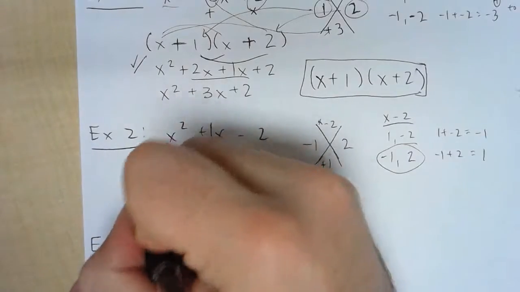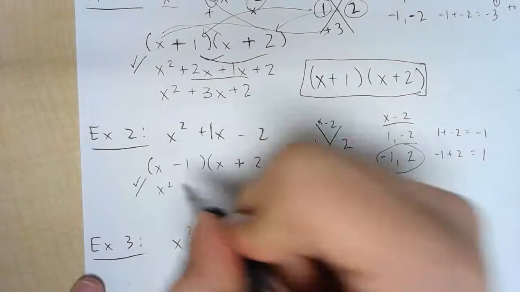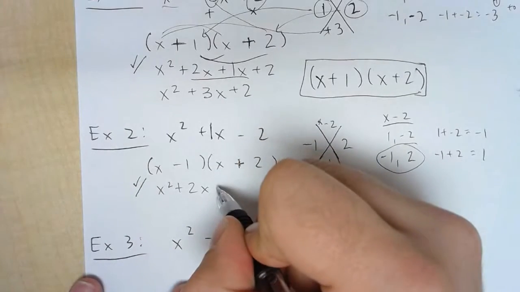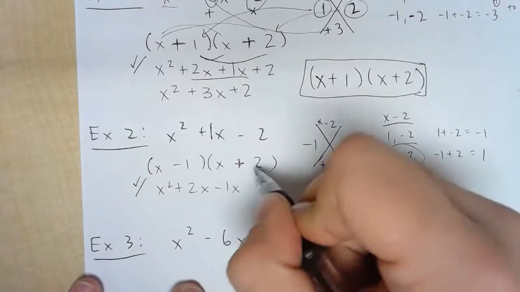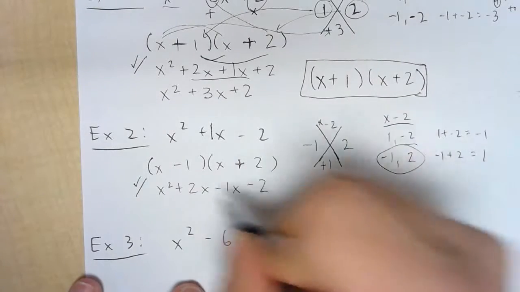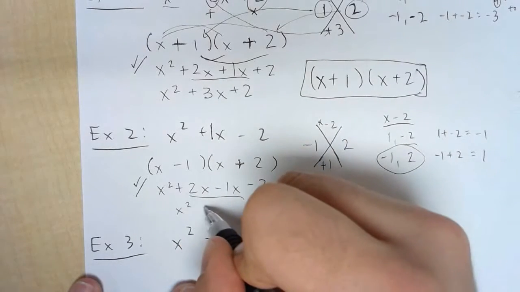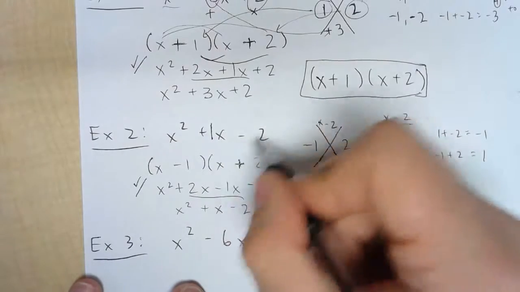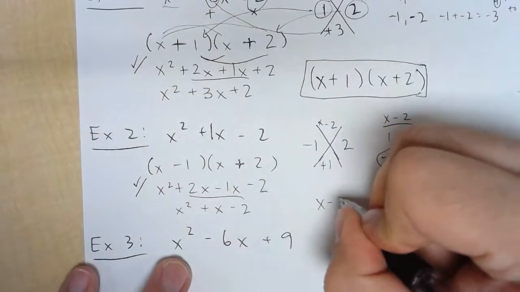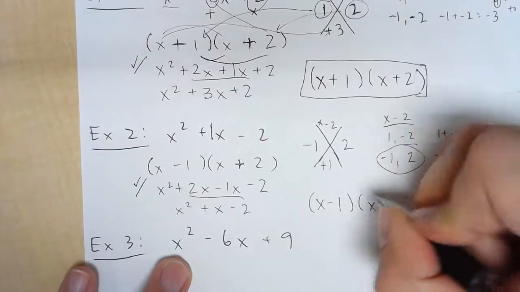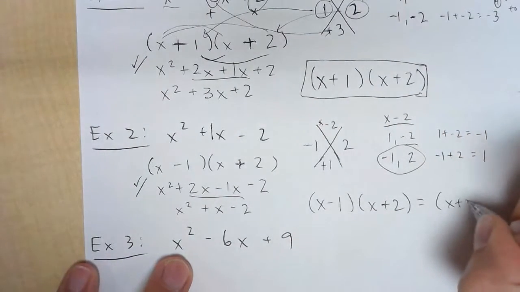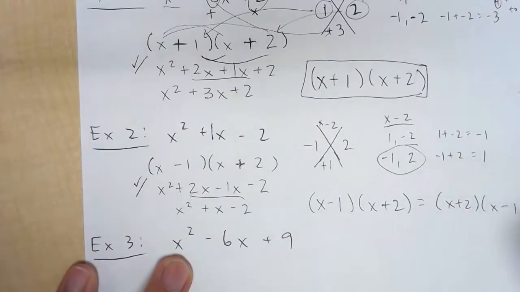I'm going to check this just to make sure I'm right. So x times x is x squared. X times 2 is 2x. -1 times x is -1x. And -1 times 2 is -2. Combine my like terms, I get x squared plus 1x minus 2, which is what I originally had. So the fully factored version of this is x minus 1 times x plus 2, which you can also write as x plus 2 times x minus 1. Either way is fine.